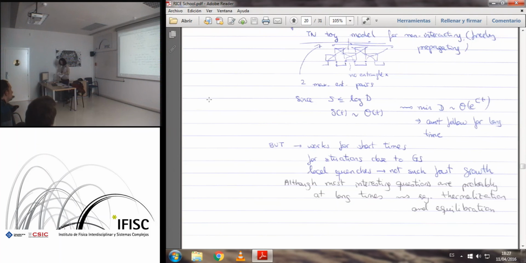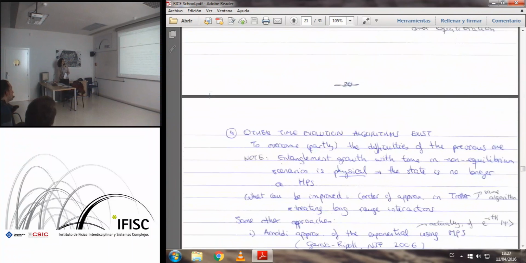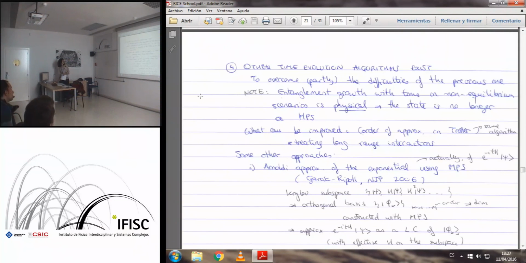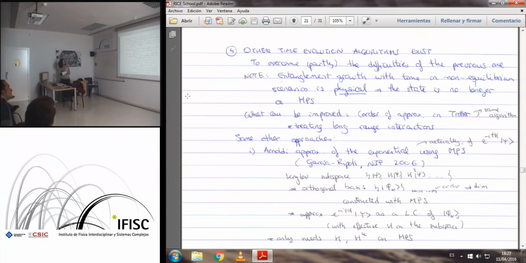There are other algorithms for doing time evolution, so maybe I just go over it. So they are basically going around the difficulty with long-range interactions. So they can improve on the precision and so on, but mainly I would say probably the biggest inconvenience of doing TEBD-like is that you can only work with short-range interactions, and the moment your interactions get to next to nearest neighbor, it gets much, much more complicated.